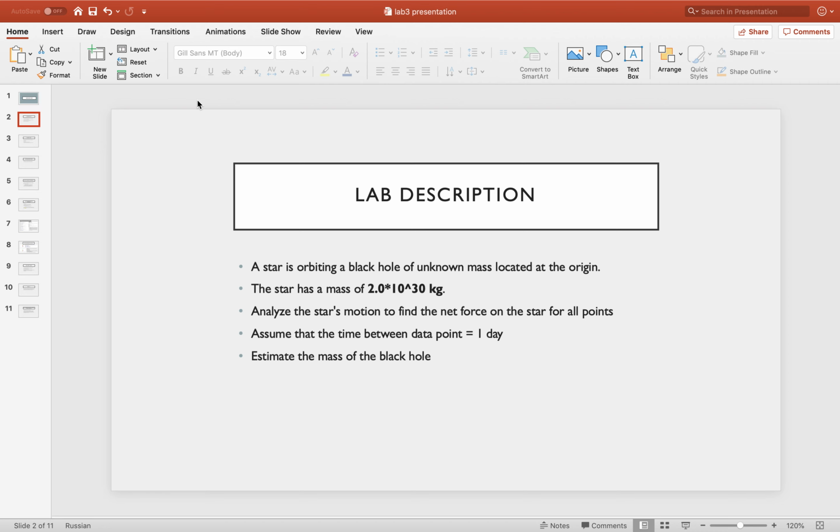For this experiment, we were analyzing the motion of a star orbiting a black hole of unknown mass located at the origin. The star mass was 2.0 times 10 to the power of 30. The position data were generated in the code. We assume that the net force on the star is due solely to a black hole located at the origin, and that the time between the points in our trajectory is 1 day. So the final goal of the experiment was to estimate the mass of the black hole.